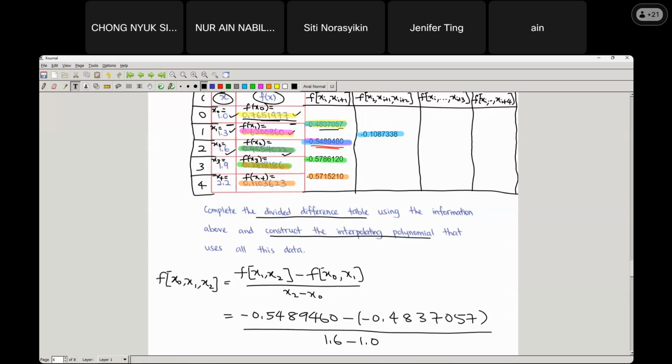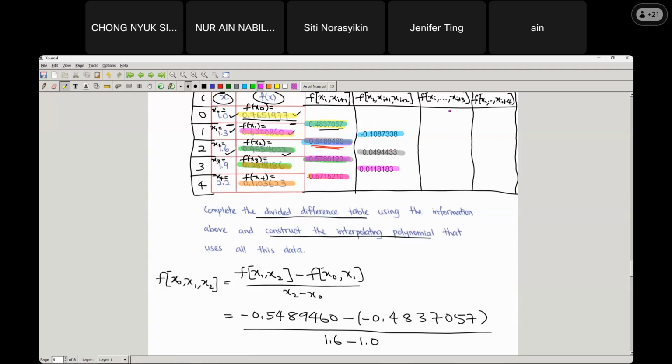I actually get negative 0.0494433. And the last one here, I have 0.0118183. Again, it's a similar concept. How are you going to get this value? It is in between this value and this value. How are you going to get this value? It is in between this value and this value. You write in between.